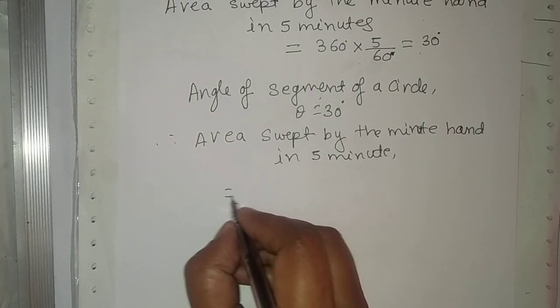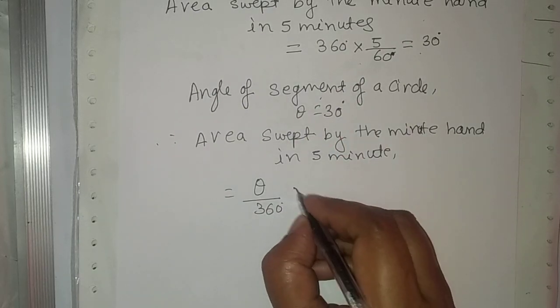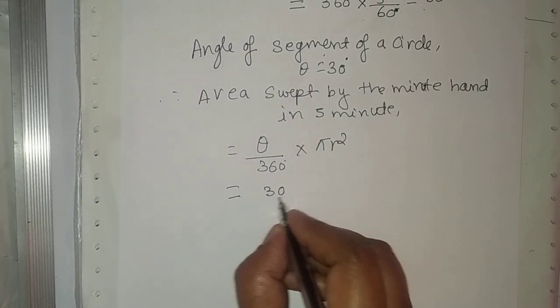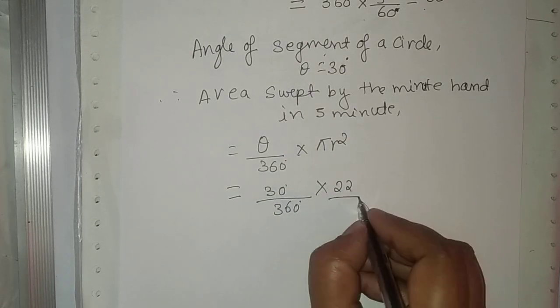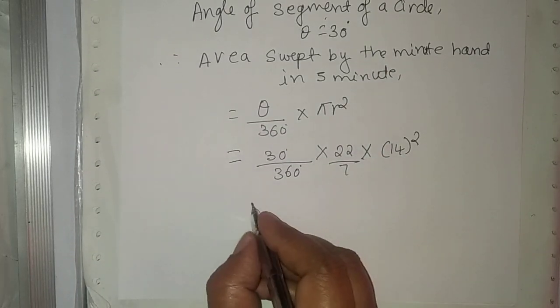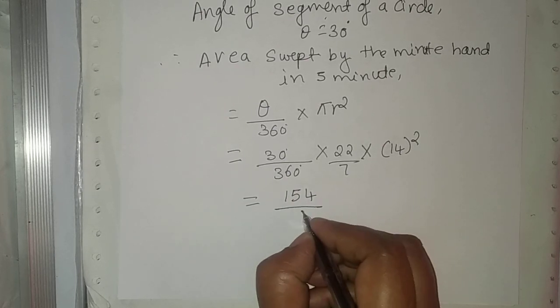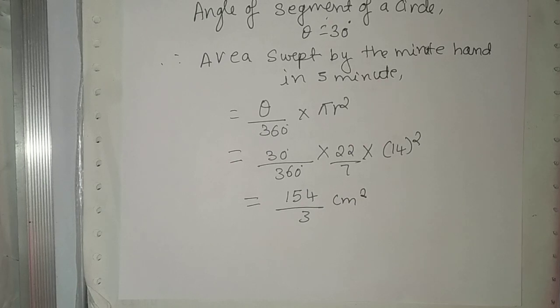This is the formula, theta by 360 into pi r square. Substitute the values here. The theta we got is 30, over 360, into pi, which is 22 by 7, and the radius is 14 square. Simplify this. Therefore finally we get 154 by 3 centimeter square. So the area swept by the minute hand in 5 minutes is 154 by 3 centimeter square.